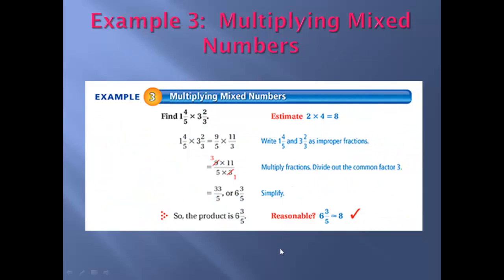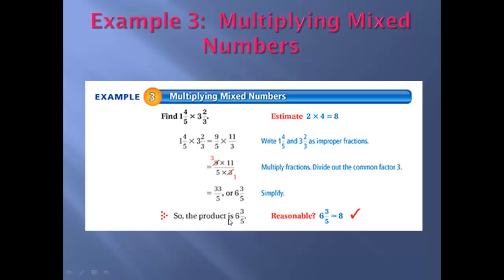Now we're going to look at our third example. We're multiplying mixed numbers. We're going to find 1 4/5 times 3 2/3. If we estimate, we can say this is going to be approximately 2 times 4, which is 8. Our first step is to change 1 4/5 and 3 2/3 into improper fractions.